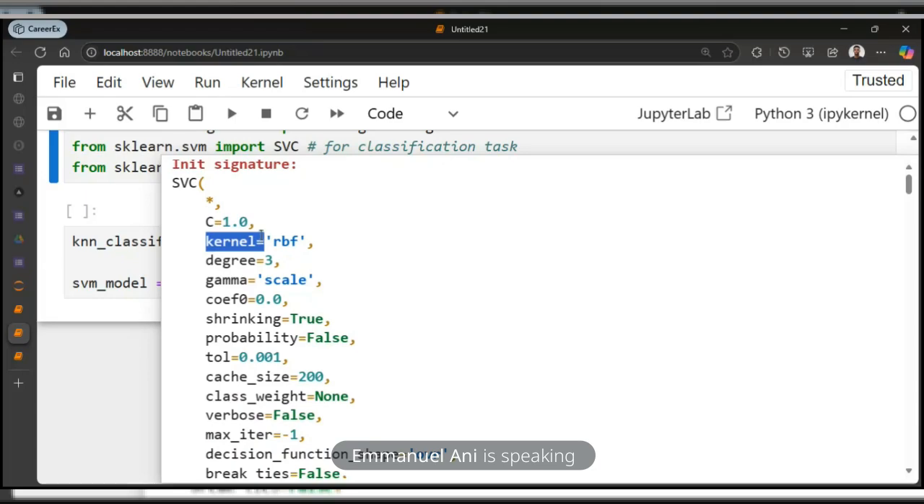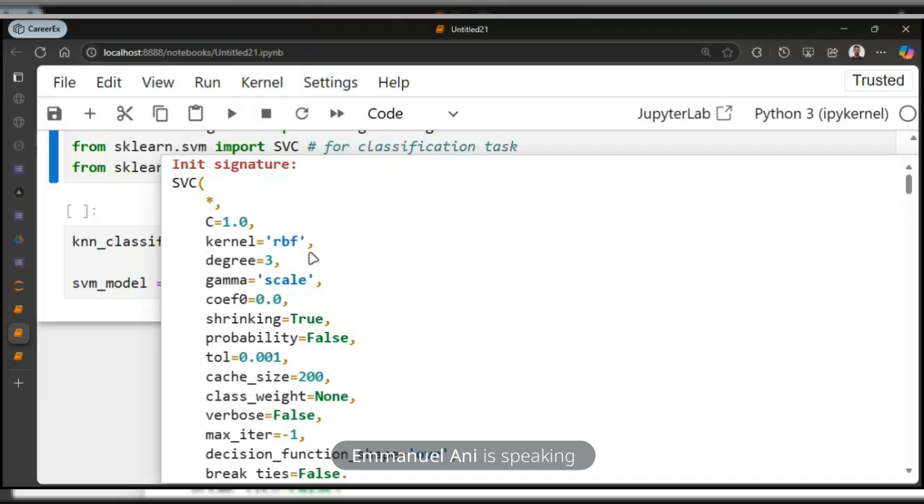This is the kernel, and the default kernel here is RBF, right? RBF is a very good kernel because it's adaptable. If you are working on linearly separable data, it will work. If you are working on non-linearly separable data, it will still work. So by default, they just made it RBF. So you don't need to stress yourself. Most likely your SVC, your support vector machine classification algorithm, would work regardless of whether your data points are linearly separable or non-linearly separable. So this is the default.